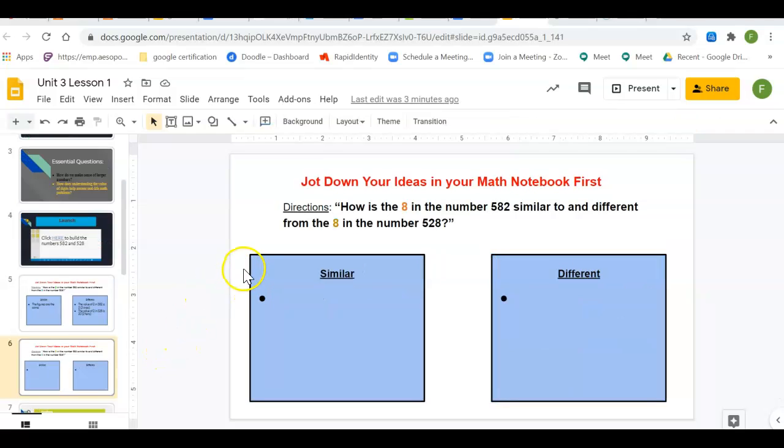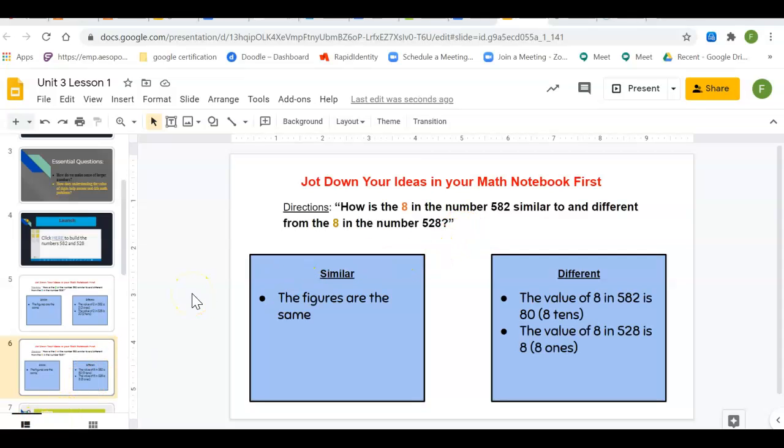So on our next slide, we're going to do something very similar to what we did just before, but we're just looking at a different number. So again, I want you to jot down your ideas in your math notebook first. How is the 8 in the number 582 similar to and different from the 8 in the number 528? So we're going to pause the video for a few minutes. I want you to think about what the answer to this is, and I want you to write it in your notebook first.